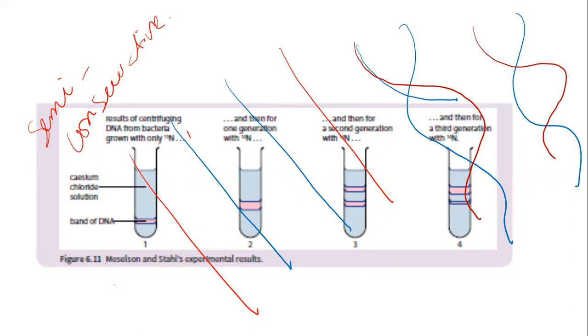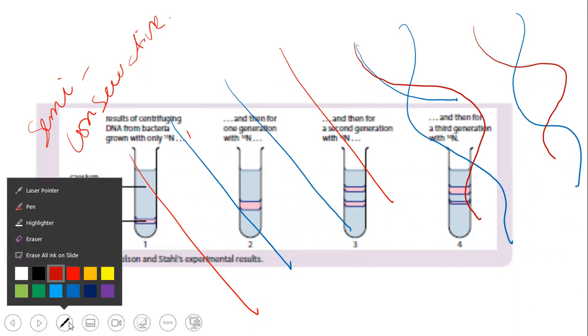This is semi-conservative because in each DNA molecule, only one original strand is being conserved. So one original strand is being conserved over here and one original strand is being conserved over here. So this is known as semi-conservative replication, where one old strand and one new strand is present in the DNA.